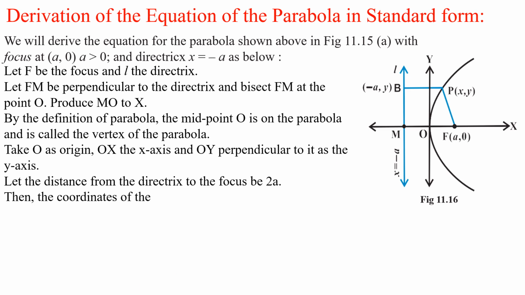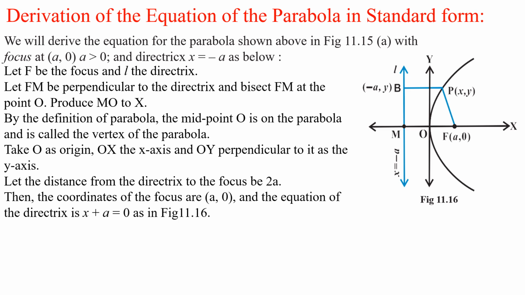Then the coordinates of the focus are the ordered pair (a, 0) and the equation of the directrix is x + a = 0, as in figure 11.16. So automatically the coordinates of this point are F(a, 0) and the equation of this directrix is x + a = 0, or x = -a. Understood this point, my children?